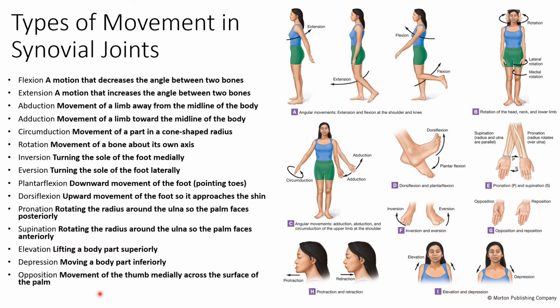We also have elevation and depression. So elevation would be lifting a body part superiorly, and depression would be moving a body part inferiorly. So where's one of our examples here? So moving the scapulas up, you can elevate your scapulas, and then you can also depress your scapulas. Or your shoulder. So you can think of it that way as well. Opposition is movement of the thumb immediately across the surface of the palm, and we also have that right there. Opposition, and then reposition would be putting it back.